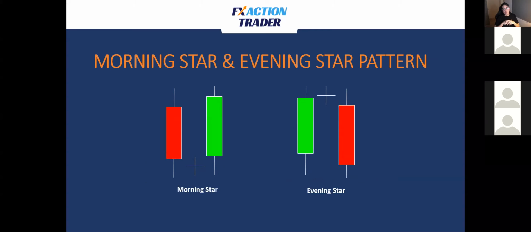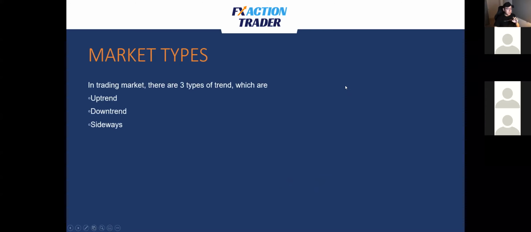There is one more pattern which is called the dominant setup. I believe we have repeated the dominant setup so many times, so you can just read from the website or the membership content. There are three types of market.